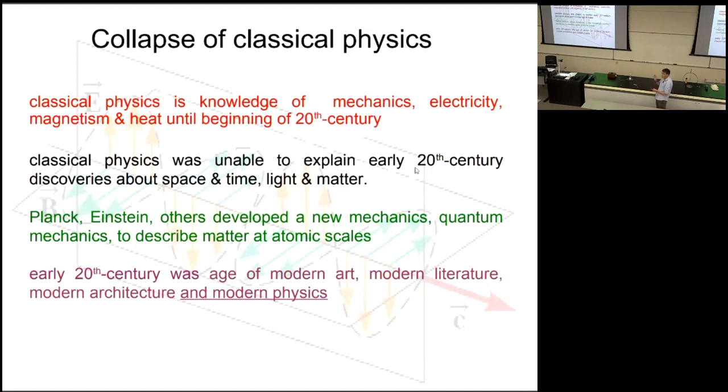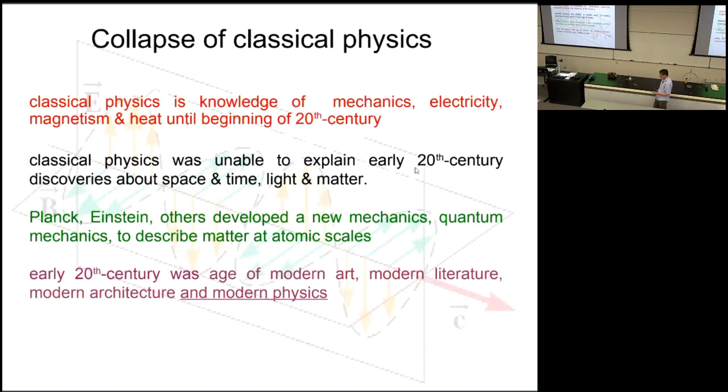Relativity from last week, quantum physics from this week. It was, as I mentioned, Max Planck and Albert Einstein who developed a new mechanics to replace classical mechanics. They developed a mechanics that's called quantum mechanics to replace classical mechanics. And it's the mechanics that we have to use, that we have to deploy to understand matter at atomic scales. So to understand atoms and molecules and subatomic components of atoms and molecules.